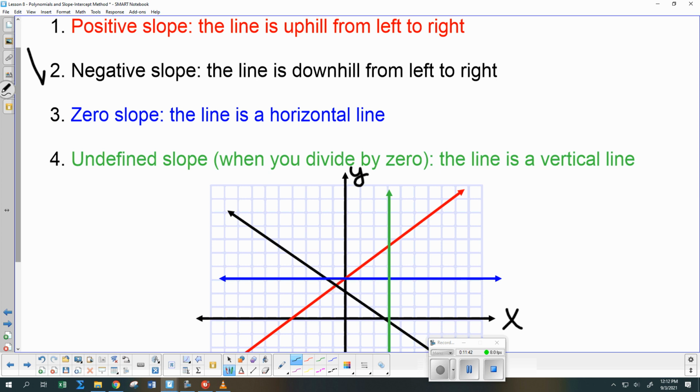Vertical lines have an undefined slope. Horizontal have no slope, or slope 0. Vertical, it's undefined, because the slope would be 5 over 0, and we can't ever divide by 0. We can't have zeros in denominators. So we need to remember, especially the positive and the negative, which way they tilt, because that's going to help us as we are drawing our graphs of different lines here.